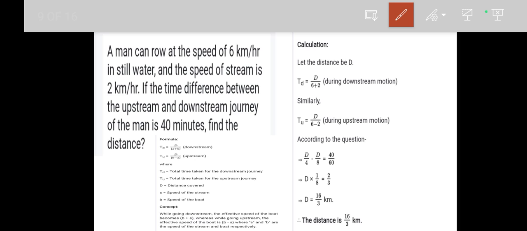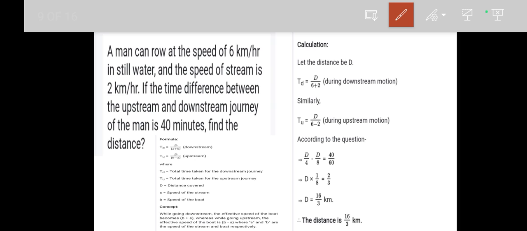D is common in both the cases, same distance, right? S is the speed of the stream and B is the speed of the boat. The concept that we use is, while going downstream, the effective speed of the boat becomes B plus S. When it comes to upstream, the effective speed will be B minus S. Okay, this is what you need to remember.